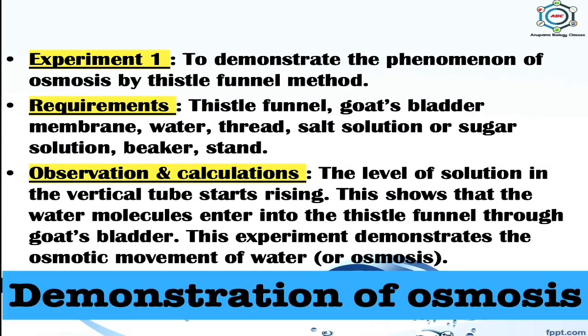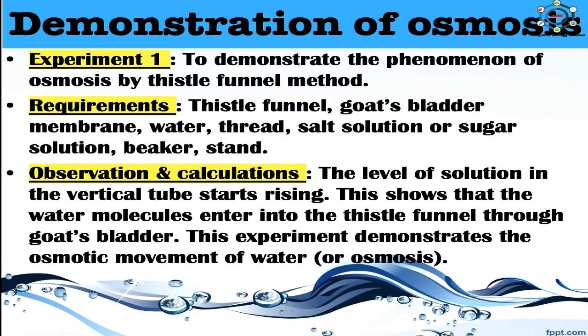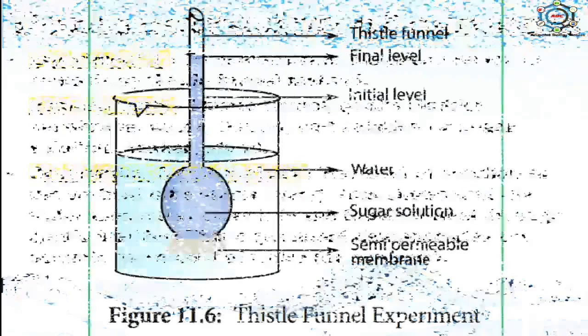Now, after this, see here the demonstration of osmosis. So if we talk about the demonstration, first, how can we explain osmosis? See here an experiment to demonstrate the phenomenon of osmosis by the Thistle funnel method. For this, the requirements are a Thistle funnel, goat's bladder membrane, water, thread, salt solution or sugar solution, beaker and stand.